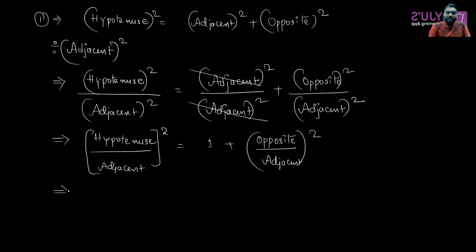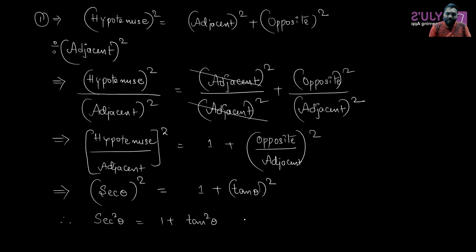Okay, and the trigonometric ratio which is defined for hypotenuse divided by adjacent is secant theta, right? So simply it can be written as secant theta whole square equals to 1 plus opposite divided by adjacent. The trigonometric ratio which is defined for opposite divided by adjacent is tan theta. So tan theta whole square. Therefore it can be written as secant square theta equals to 1 plus tan square theta. This also can be written as secant square theta minus tan square theta equals to 1.